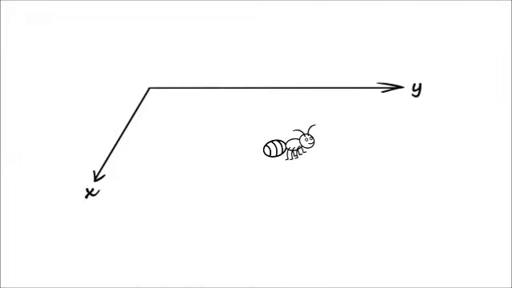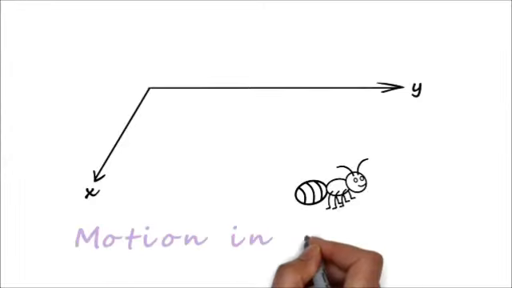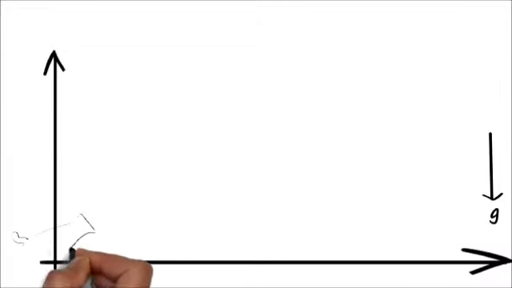If our ant now moves on a floor, it can travel in two dimensions. Hence, it is motion in a plane. The motion of an object in any vertical plane near the Earth's surface will always be accelerated. The acceleration will be due to the force of gravity acting downwards.